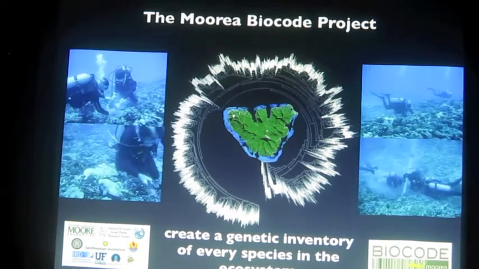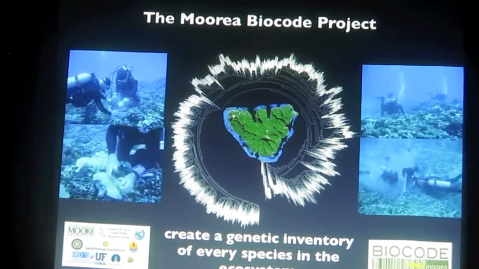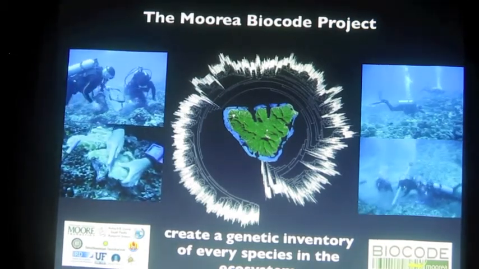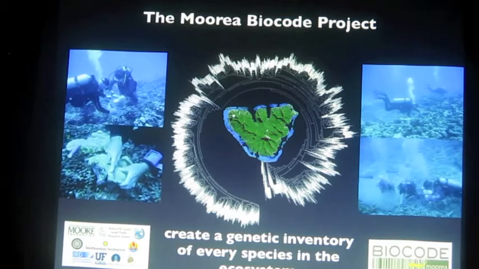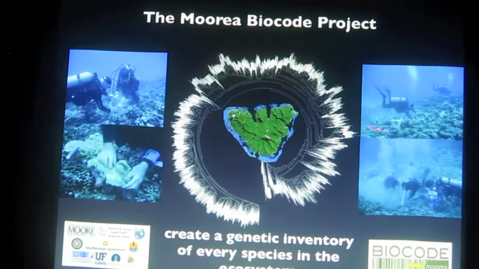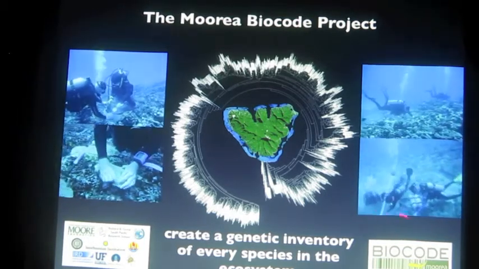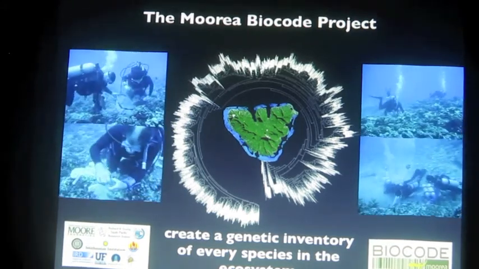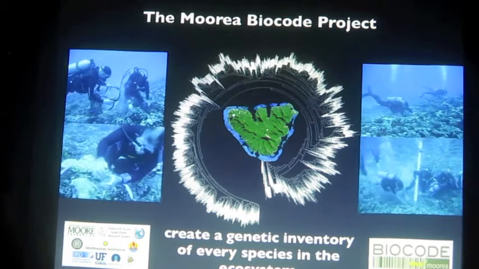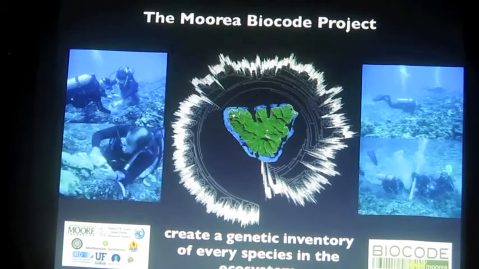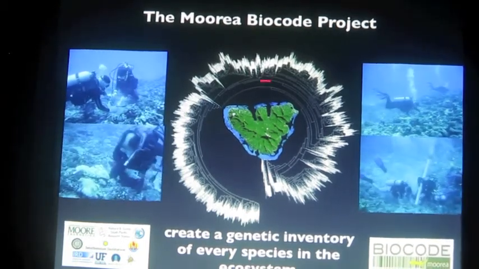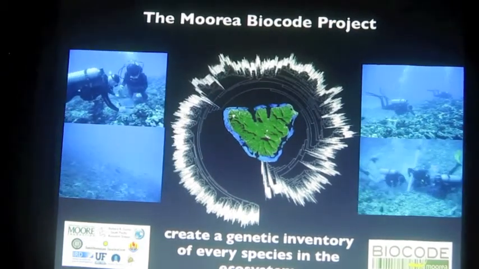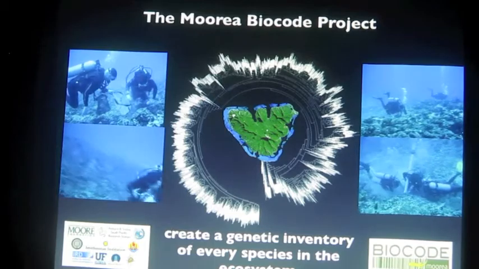So there's a reef matrix. The living reef is just a thin skin, and beneath it is where things get really interesting. But it's impossible to get into. So I dig a hole, and then we come along with a vacuum cleaner and can actually remove some of the small animals from within that reef matrix to figure out what they are. In Moorea, we were genetically sequencing all of them. And so the goal was to sequence everything on the island. Ambitious goal.